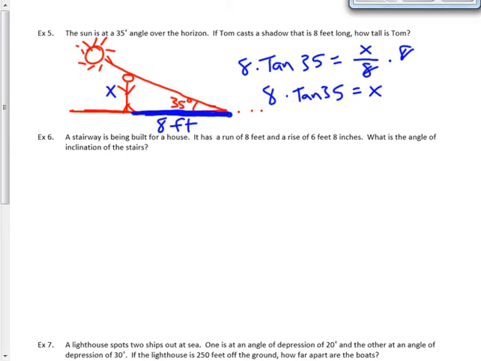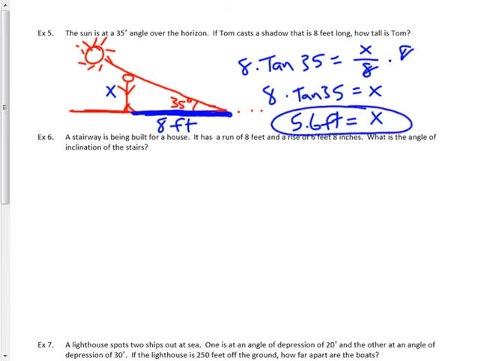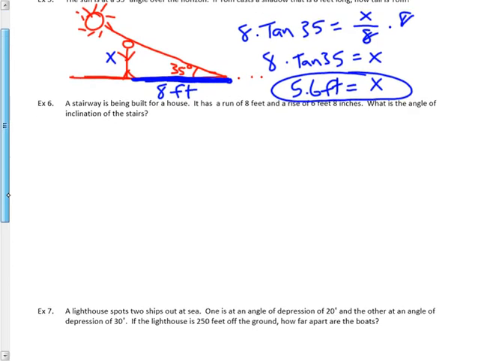When I actually multiply that out, I get that Tom is 5.6 feet tall. He is not 5 foot 6 inches. Okay, he is 5.6 feet tall. 5.5 would be 5 foot 6. And I'm okay with you leaving it as 5.6 feet. It just asks how tall he is. It doesn't ask for feet and inches or to make that conversion.